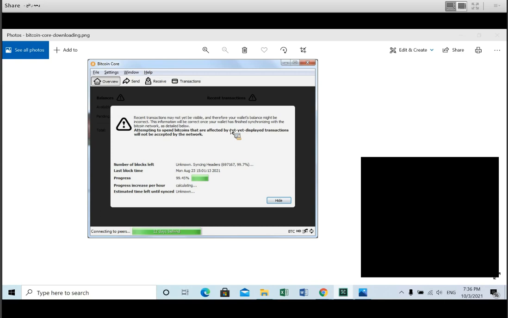As you know, lots of electricity will be consumed. Also, your laptop's CPU and other components will be heated too much. Okay.